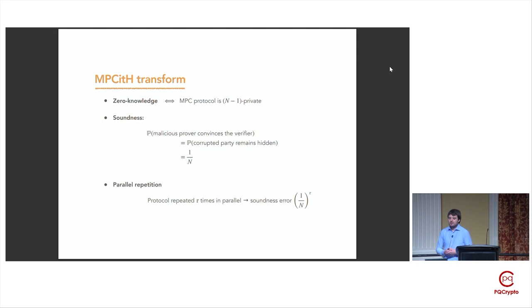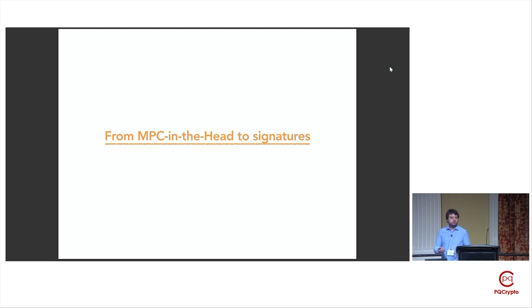But it is not a negligible probability. At the beginning of my presentation, I said that if the prover is malicious, we want the verifier to accept only with negligible probability. And that's not the case. So in practice, like often when we make zero-knowledge proofs with non-negligible soundness error, we repeat in parallel tau times, and then the soundness error will be 1 over n to the tau. So we choose the parameter tau to get what we want.